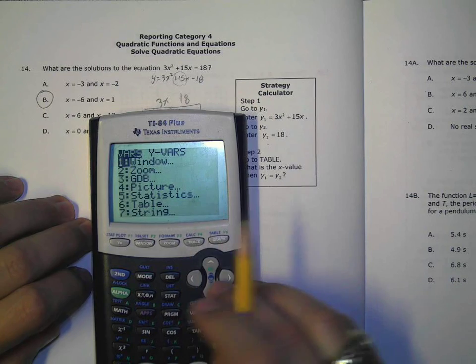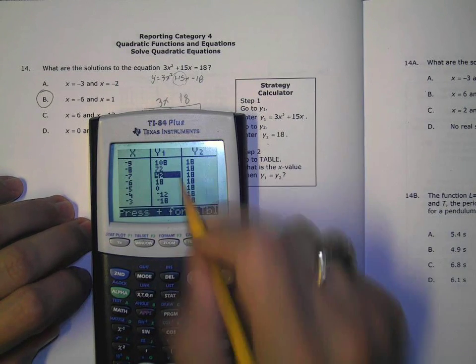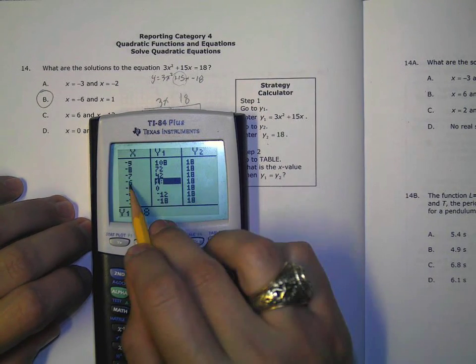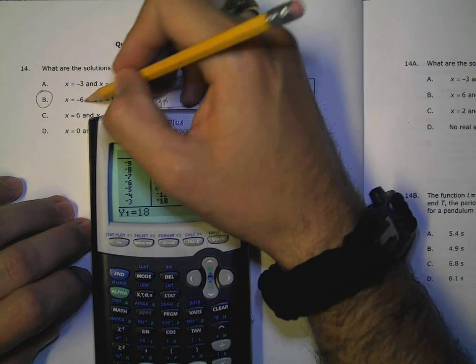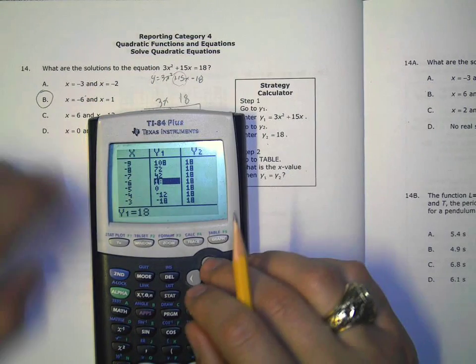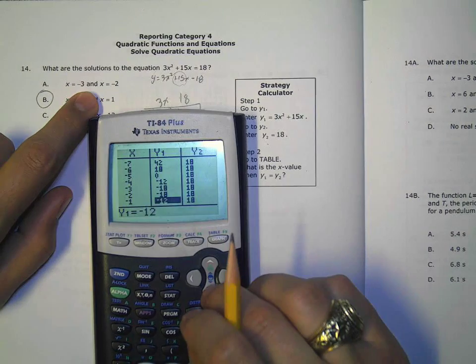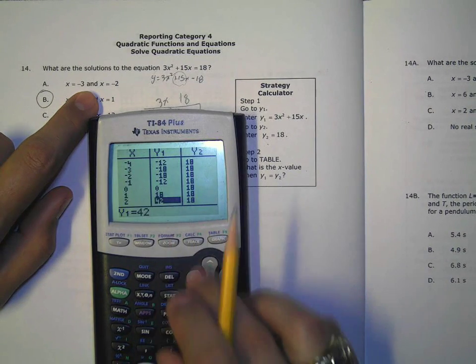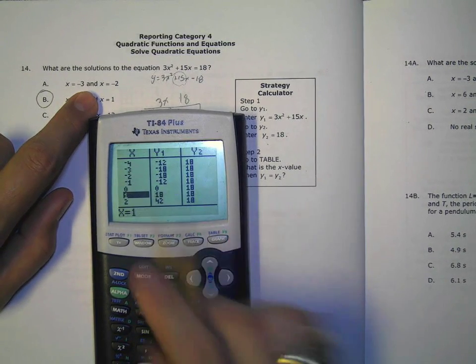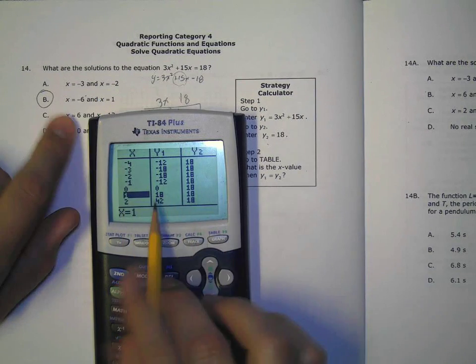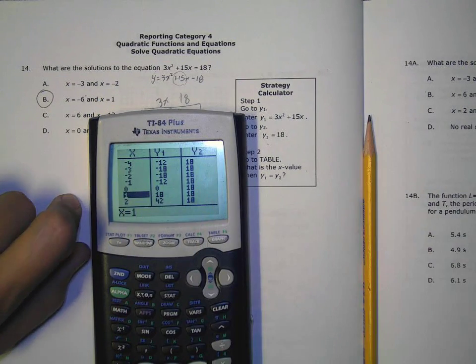They're both the same right here. They're both 18 at negative 6. So there's our negative 6. And then we also should be 18 at 1. And at 1 again, we have the same. So negative 6 and 1 works in the calculator as well.